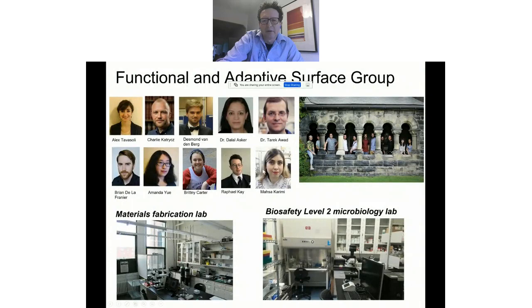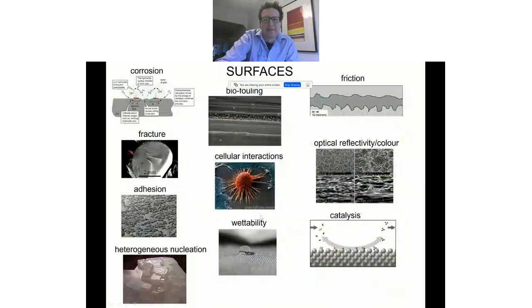This is my group here. We're about 10, 12 people, and we cross this boundary between the design of materials, our fabrication lab, and our microbiology lab. I think you can see my pointer when I move it around, is that right? So we're able to grow bacteria with a level 2 facility, and we can design materials.